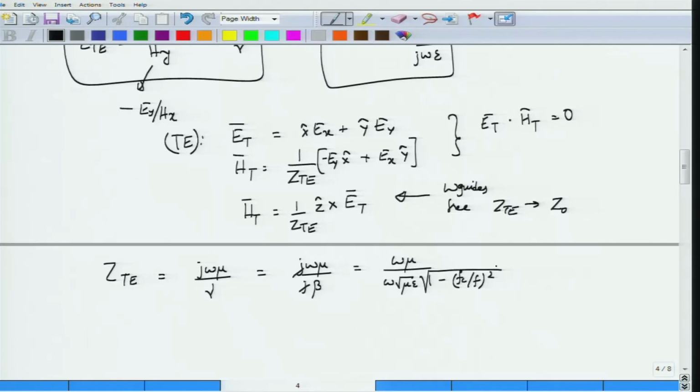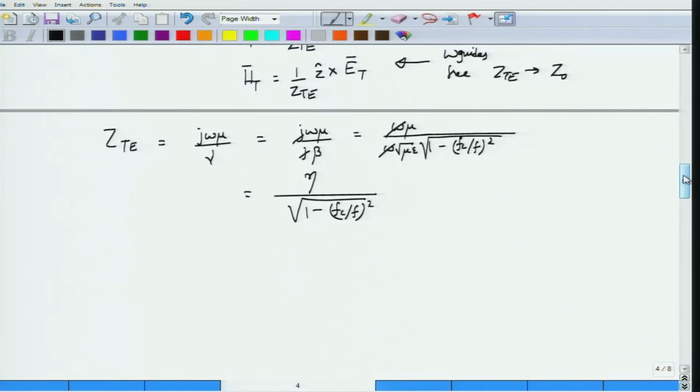So, for a particular cutoff frequency corresponding to m and n, this would be 1 minus fc by f whole square. Omega cancels, the square root of mu cancels one of the mu's and the remaining square root of mu goes to the numerator, and what you get is the free space eta, as we had written down, divided by square root of 1 minus fc by f whole square.